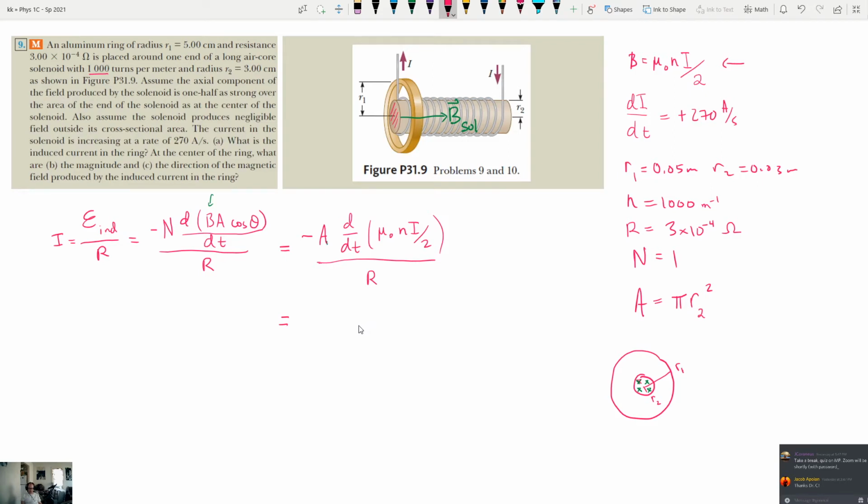Okay, so now we know what we need to put into here. Of all the things that show up in the derivative, mu naught, n, and 2 are obviously all constants. We can pull those out. So we said A was going to become pi times R2 squared. And then we have mu naught, little n, di dt, all of this divided by 2 times R. And now we should be able to calculate all this.